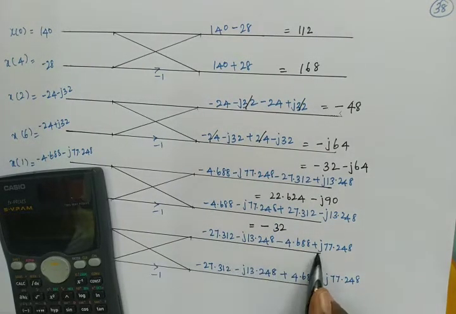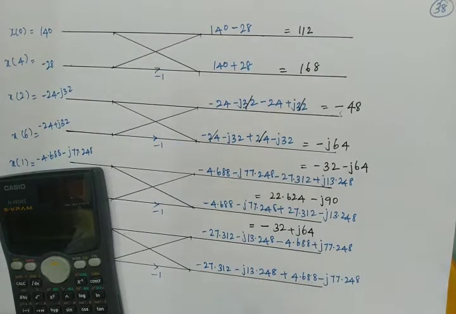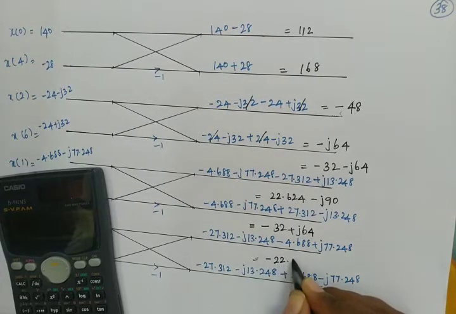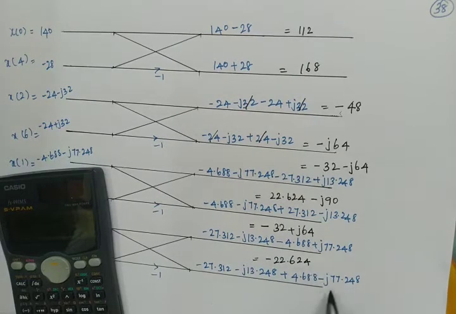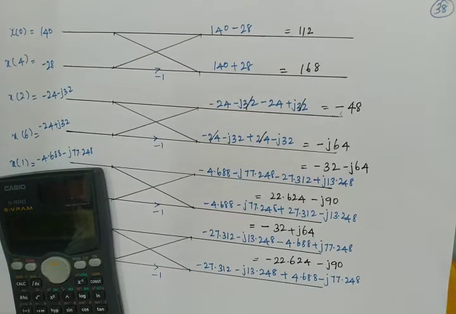Here we have minus and here we have plus. j 77 minus 13 is equal to 64, plus j 64, and here it is minus minus, that is 27.312 minus 4.688, equal to minus 22.624. Then here we have minus minus, so minus j 77.248 plus 13.248 is equal to 90. We can round off to the value 90.